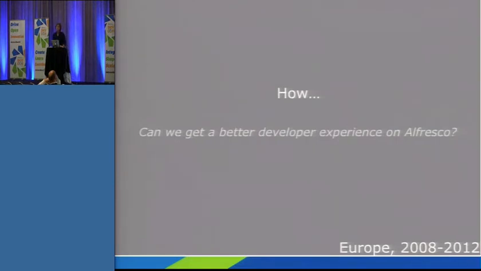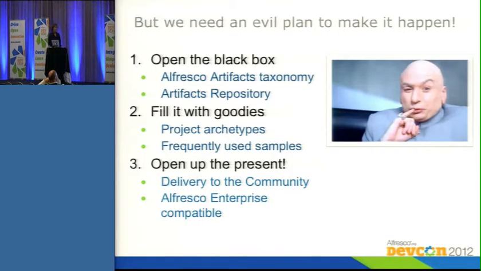So how did we get there? Now we got the why. Let's see how we got there. There was an evil plan that I put in place, which was trying to open that black box that we were talking about before, making it more granular and accessible for developers.